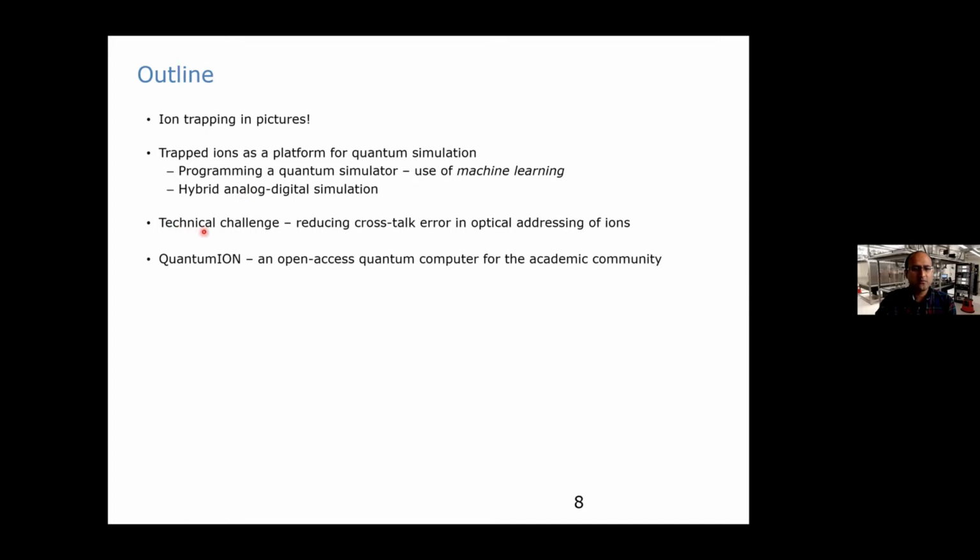And then I'll briefly mention some recent work from our group where we focus on a very important technical challenge in our field, which is individual addressing of ions. And then I'll conclude with advertising an open access quantum computing facility that we are building at Waterloo that some of you may be able to use in the future.